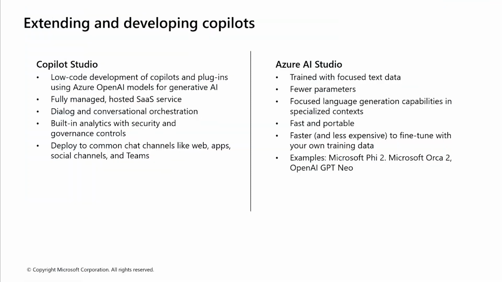Copilot is not just limited to the language models and services that are extended to it from within the Microsoft ecosystem. One of the cool things that Microsoft does is it provides you tools to allow you to extend and develop your own Copilots. Copilot Studio is a low-code development asset that allows you to create Copilots and plugins using Azure OpenAI models for generative AI. Azure AI Studio provides a platform for developers to fine-tune models with their own data and deploy custom copilots. These tools enable organizations to create tailored AI solutions to integrate seamlessly with their existing workflows.